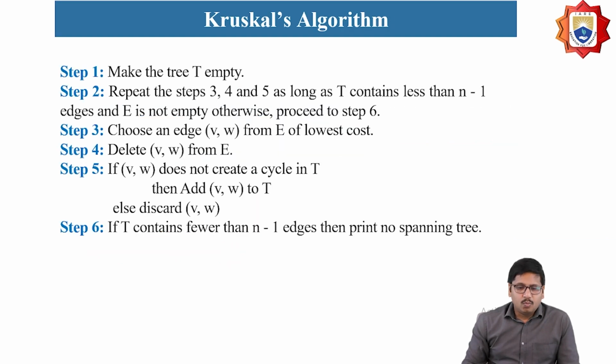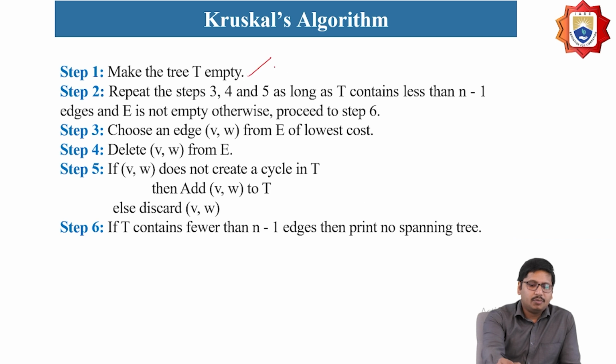So this is the algorithm where we can construct the spanning tree by using Kruskal's algorithm. Here we make a tree, initially empty, and repeat steps 3, 4, 5 as long as the tree contains fewer than n minus 1 edges and E is not empty, otherwise we proceed to step 6.